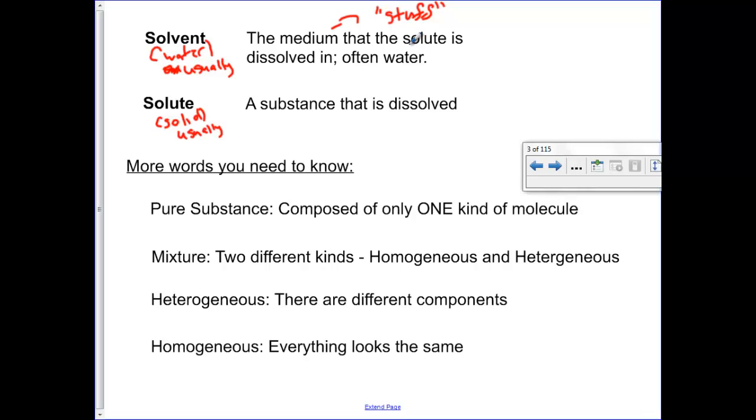Here are some more words that I hope you recognize from some point in science. A pure substance has only one type of molecule. Do you guys know that term? A mixture then has two or more different kinds of molecules. And heterogeneous means there are different types that you can visibly see, whereas homogeneous means you can't tell the difference.